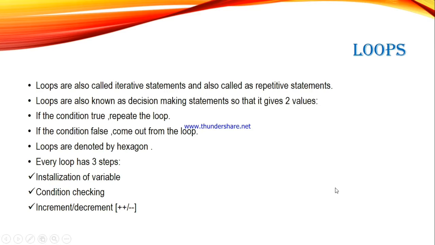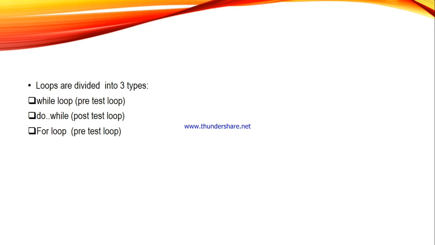Next we see loops. Loops are also called iterative statements and also called repetitive statements. Loops are also known as decision making statements, so they give two values. If the condition is true, repeat the loop. If the condition is false, come out from the loop. Loops are denoted by a hexagon. Every loop has three steps: initialization of variable, condition checking, increment or decrement. Loops are divided into three types: while loop, do while, and for loop.